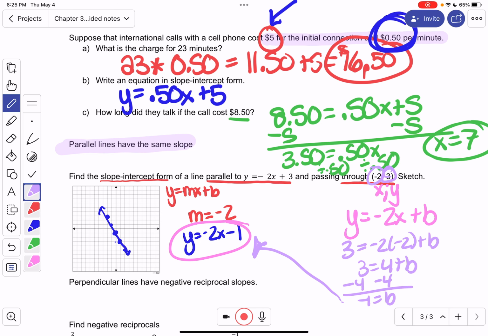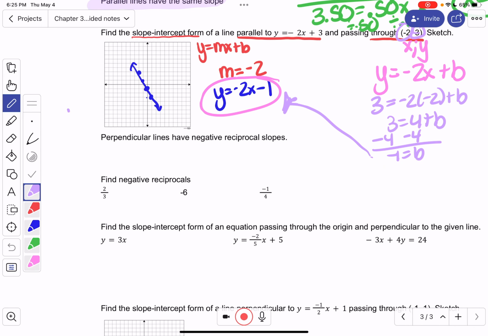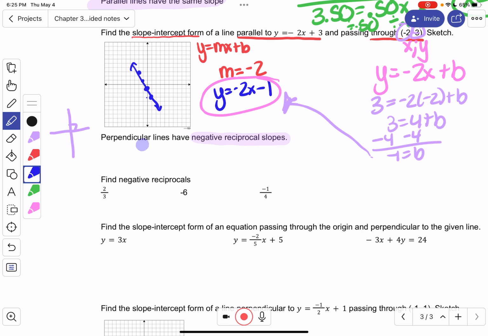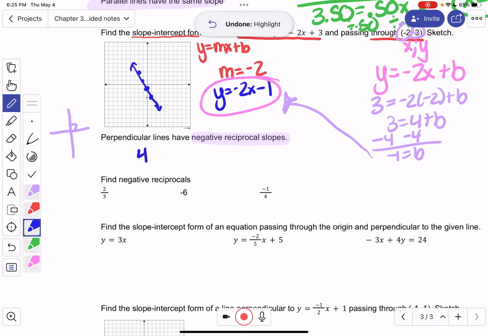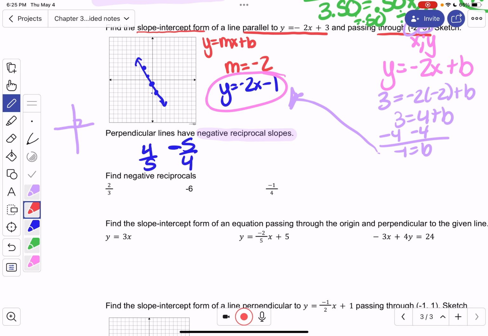Perpendicular is the same thing, except instead of never touching, they're going to cross at a 90-degree angle. So their slopes are negative reciprocals. So a reciprocal is a flipped fraction, like 4/5 and 5/4. And then a negative reciprocal just means one's negative and one's positive. For 2/3, the negative reciprocal, since 2/3 is positive, the reciprocal is going to be negative, and then we flip it, 3 over 2.